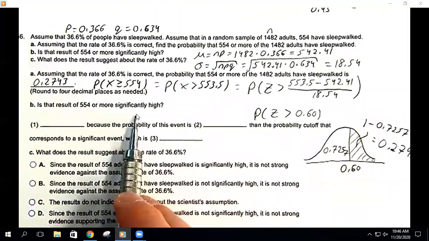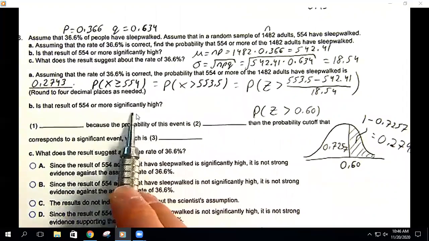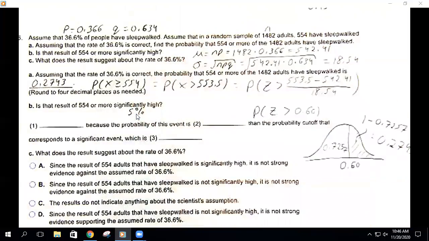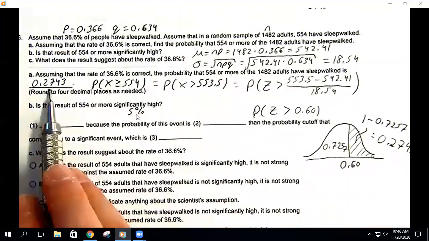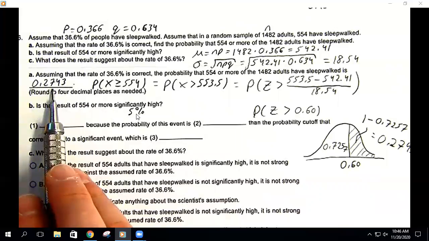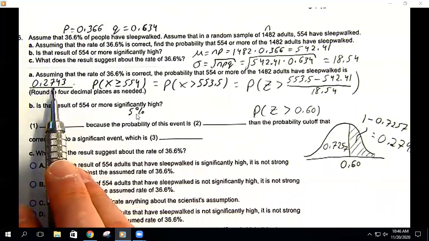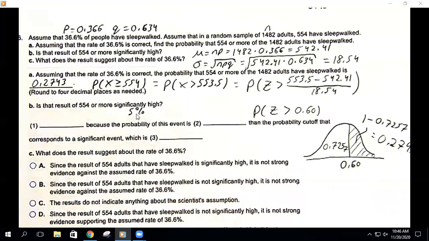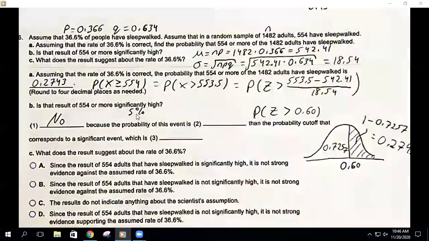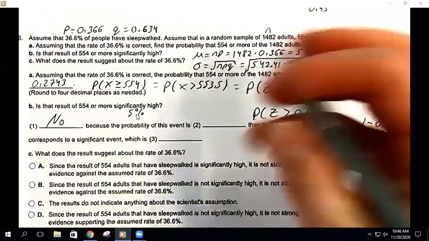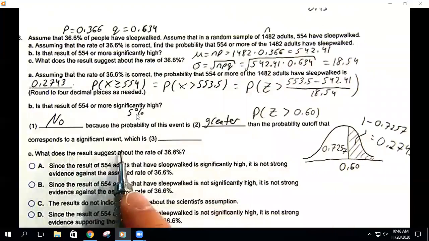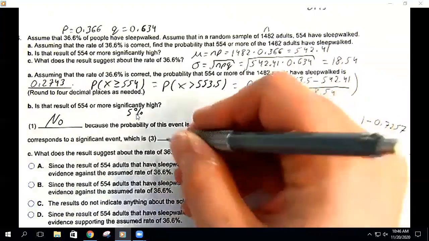So is the result of 554 or more significantly high? Our significantly high criterion is 5%. So we're looking for either a 95% or a 5% on one of those ends. 27% is nowhere near one of those ends. So we'd say no, it's not significantly high, because the probability of the event is greater than the cutoff value for significant events, which is 0.05.